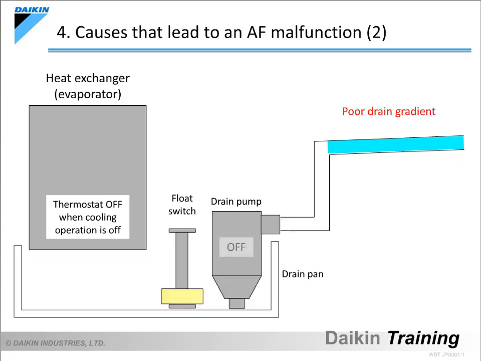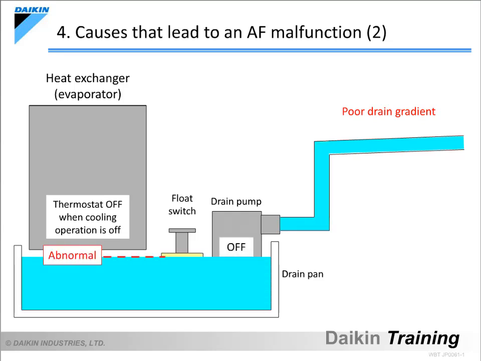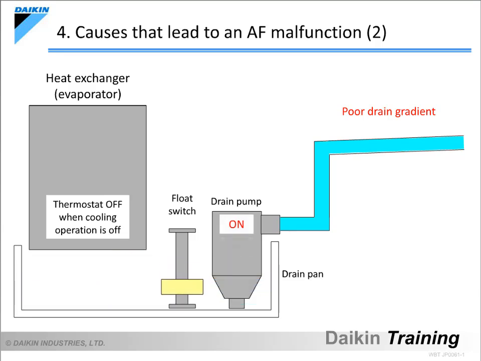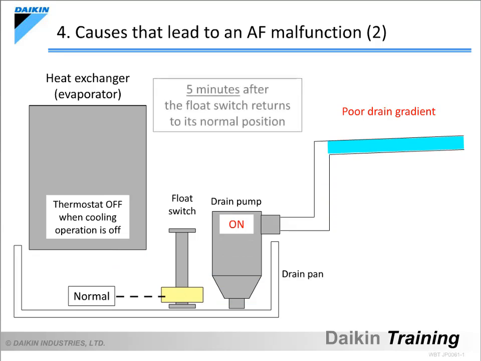When the drained water flows backwards while the thermostat is off, the float switch will detect the abnormal water level and start operating the drain pump. When the drain pump discharges the water from the drain pan within 5 minutes and the float switch returns to its normal position, the drain pump will stop operating after these 5 minutes.